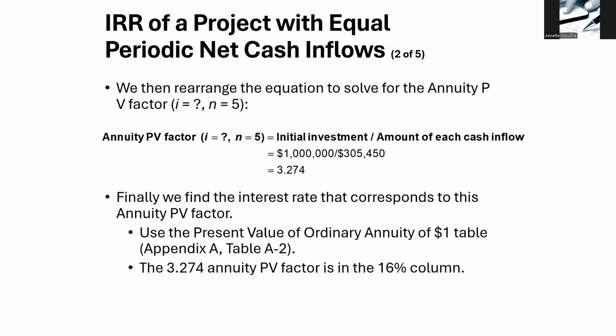So finally, we find the interest rate that corresponds to this annuity present value factor. Again, you have to refer to the annuity of a $1 table. And then you'll see that the 3.274 annuity present value factor is in the 16% column. Therefore, the internal rate of return of the laptop project is 16%.